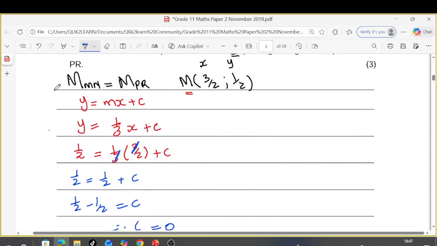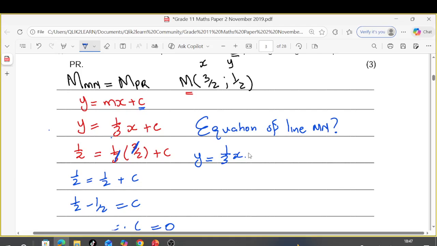If the value of C is equal to 0, what will be the equation of line MN? So it will be y equals, we go back and substitute C as 0. We already know that this will just be 1 over 3.